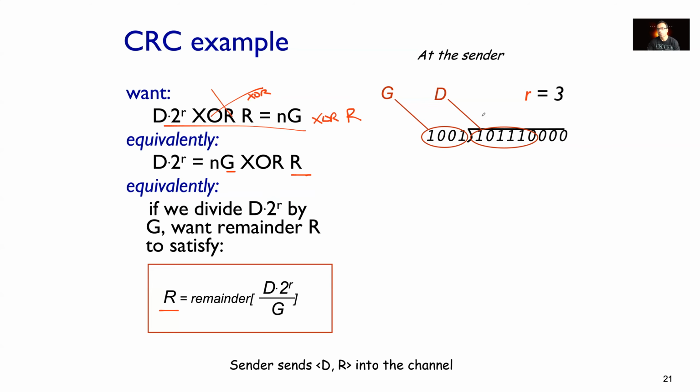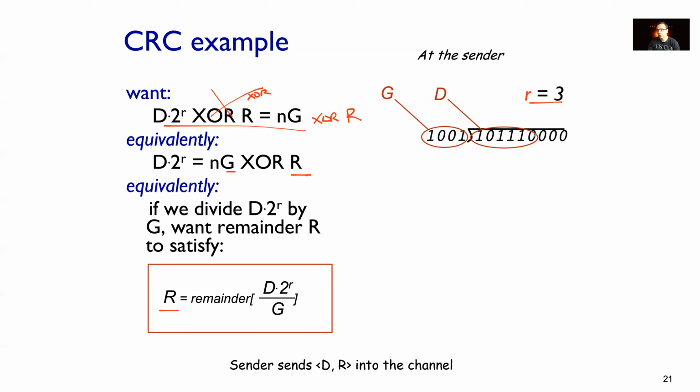So let's look at a concrete example to make this clear. Imagine this was the original sequence of bits that we are trying to protect. Let's say this is the generator that's known to both the sender and the receiver. The generator is 4 bits, which means R is 3.